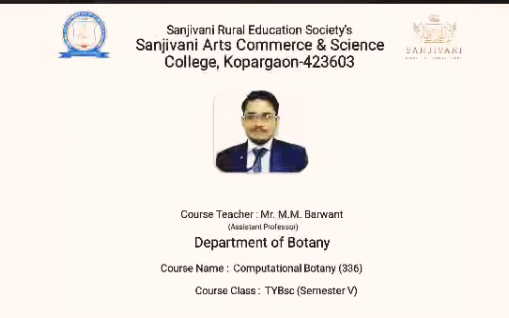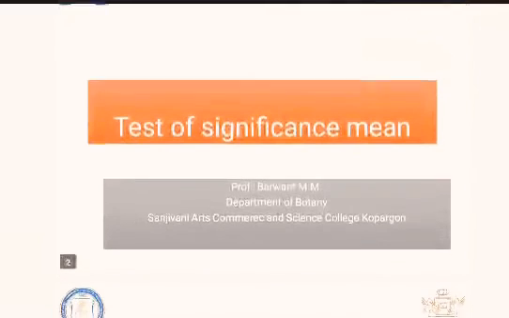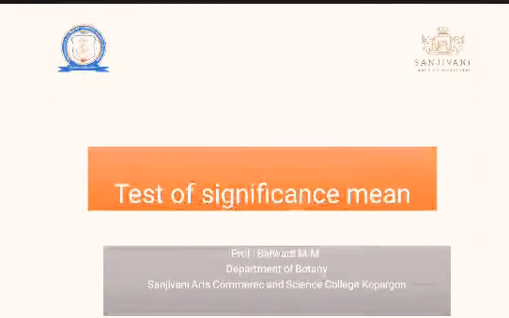We have completed Computational Botany Paper 6, up to chapter 7. From today, we are going to start the next chapter, that is the test of significance. What is the test of significance?